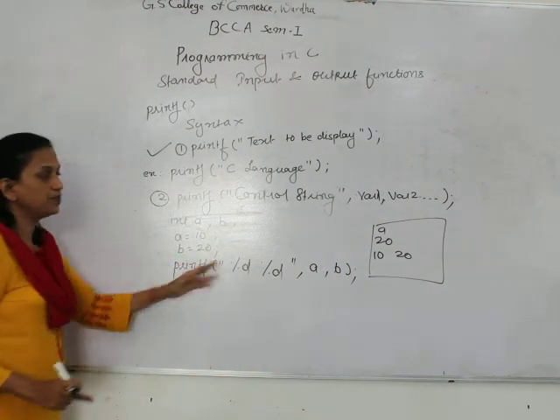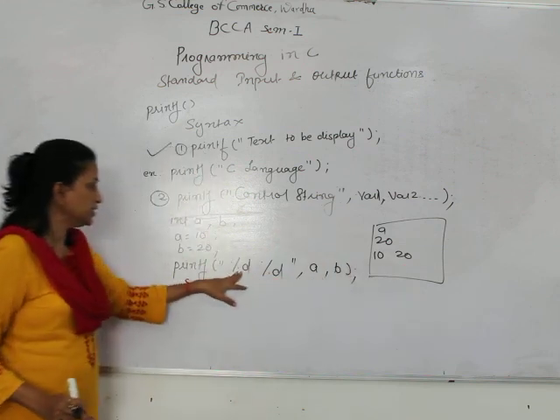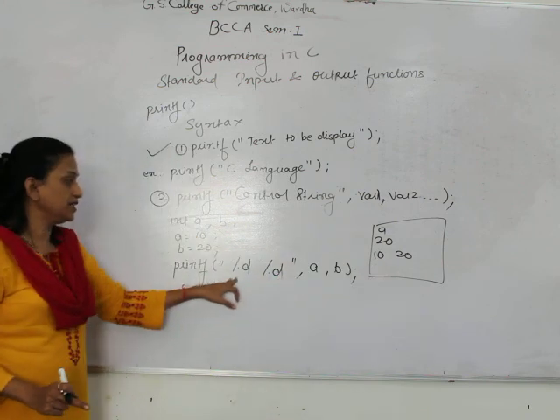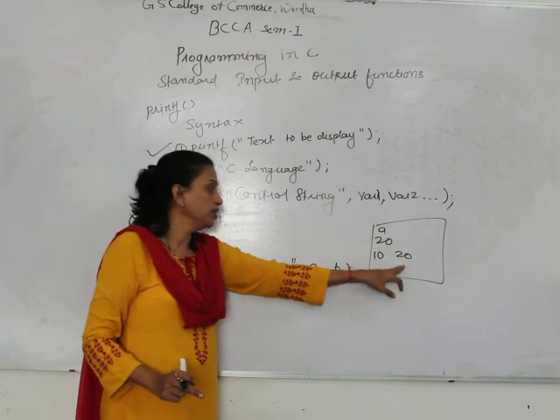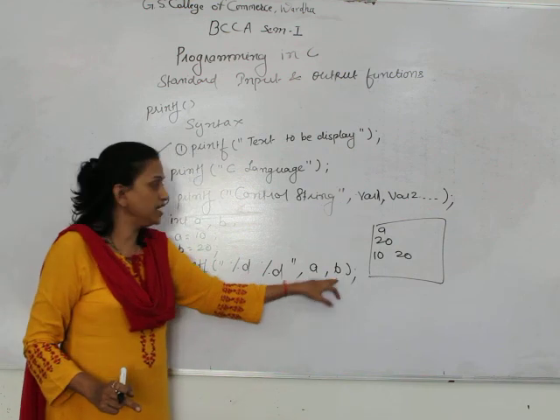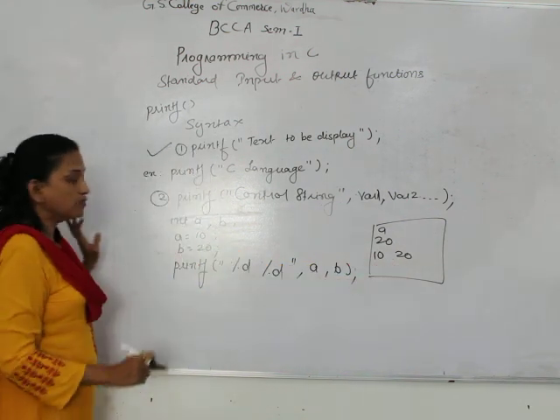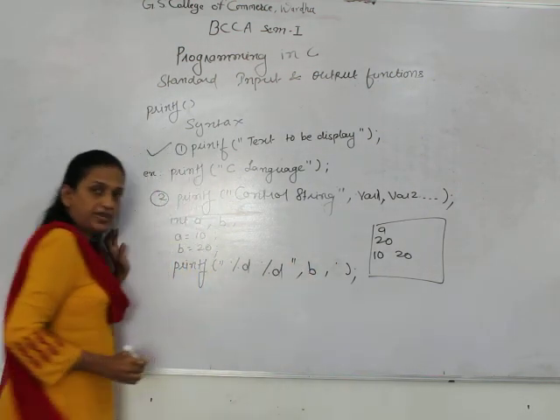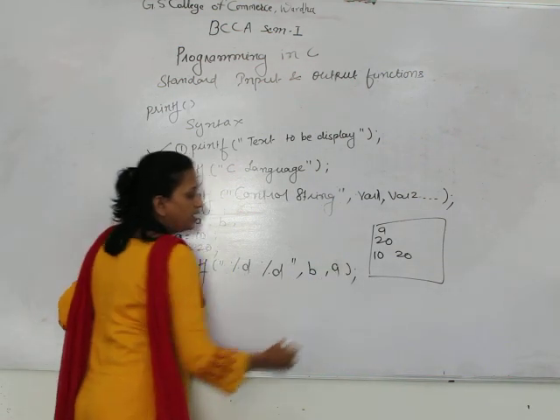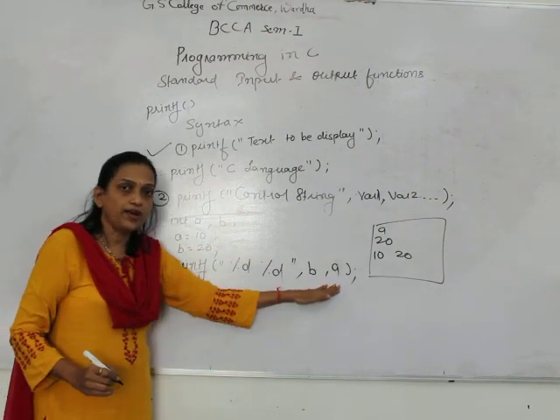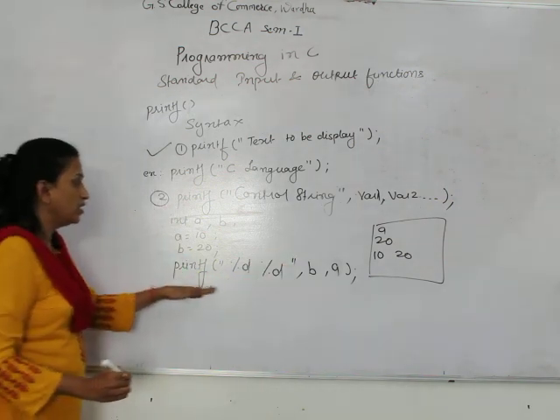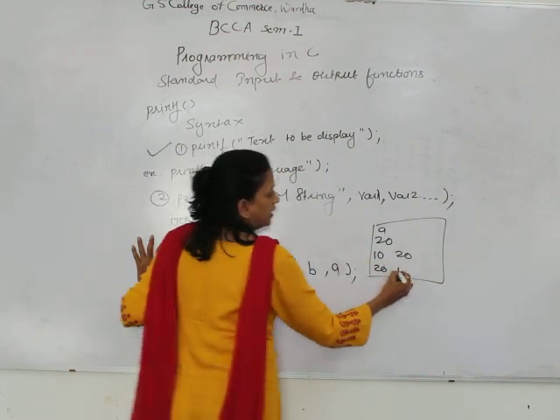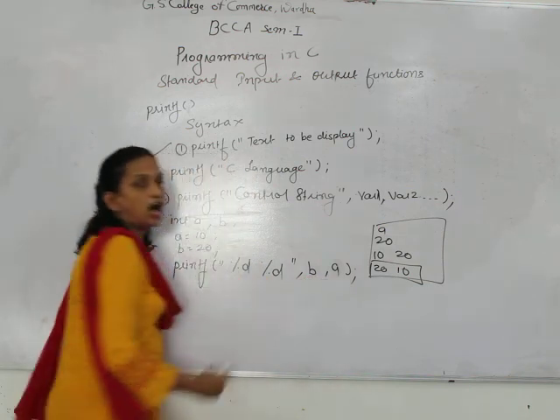So what is the output? 10 and 20. The first integer value which the compiler will print on the screen is 10, and the second integer value which the compiler will print on the screen, that of B, is 20. Suppose you change the sequence, meaning you put the variable B first and then the variable A. In the same sequence the values will be printed: the value of B, that is 20, and the value of A, that is 10. In this way you will get the output.